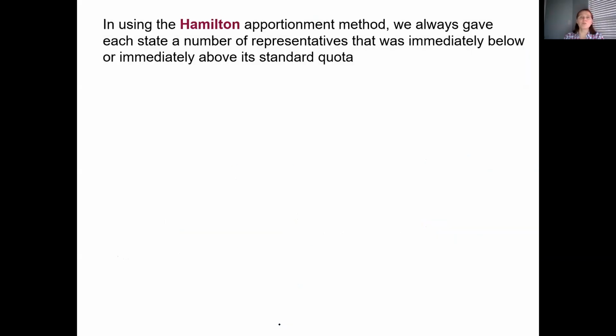In using the Hamilton apportionment method, we always gave each state a number of representatives that was immediately below or immediately above the standard quota. First we assigned the whole part, which was immediately below. Then we possibly assigned an extra representative, and we got the number above the standard quota. So we never assigned more than this: it was either below the standard quota or above, but not more than 1 unit.